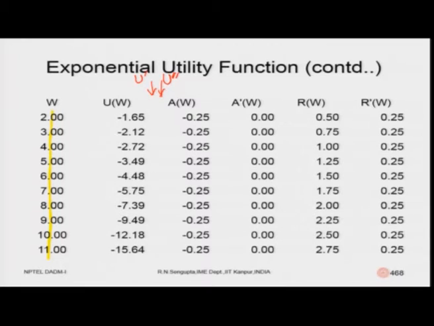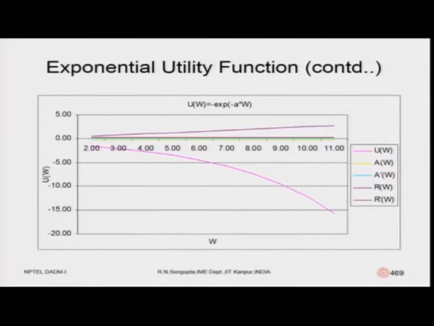Given these values of u prime and u double prime, you can find out the values of a and r. So, given a and r, you can further calculate the values of a prime and r prime. As rightly found in the mathematical calculation, a prime is coming to 0 and r prime is coming to a constant, which is the a value, 0.25. So, plot these values in the Excel sheet and then draw the diagram.